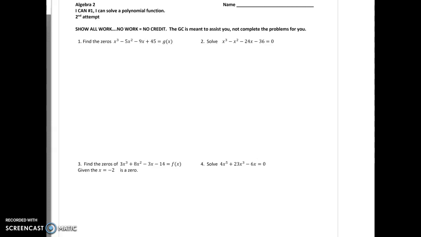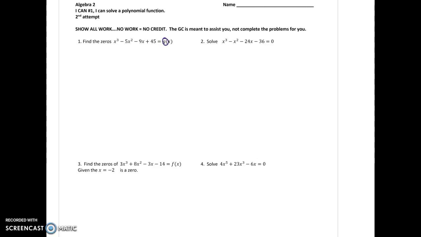So we are solving. Questions 1 and 4 are review, while questions 2 and 3 are new, because you're going to see very quickly that we cannot factor them. But let's go and start. Number 1, we're going to find the zeros, which just means I'm going to take my problem and make it equal to 0. And your first goal is to always factor.